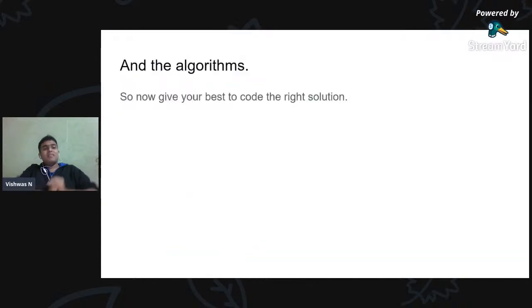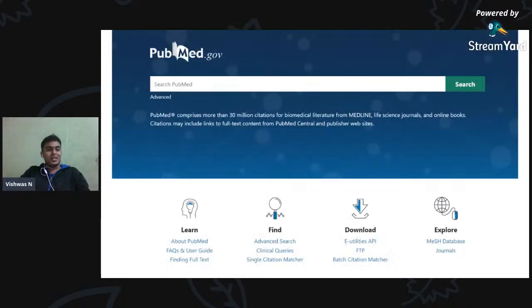So now, in the game of the algorithm, you have to perfect it in a fine way, because you have to be a fine-tuned algorithm engineer in order to give the right approach for your problem statement.